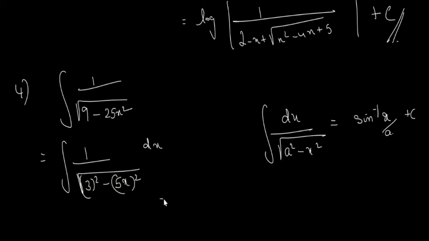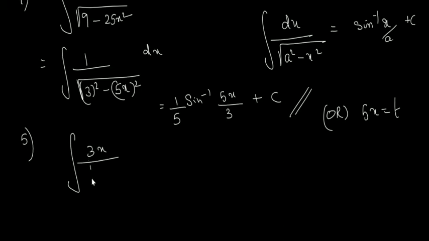So this is equal to sine inverse, x is 5x. Okay. So 5x by a, a is 3. Then the coefficient of x is 5. Don't take it as 25. The coefficient of x is 5. So divide by 5 plus c.